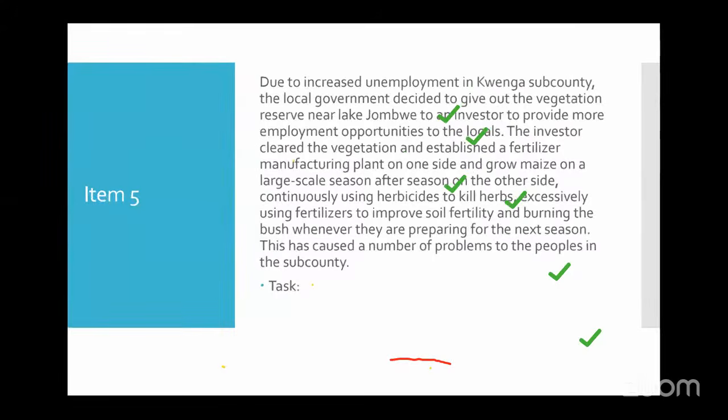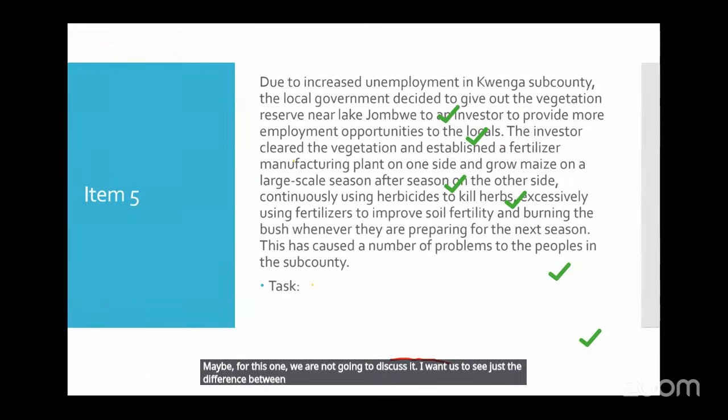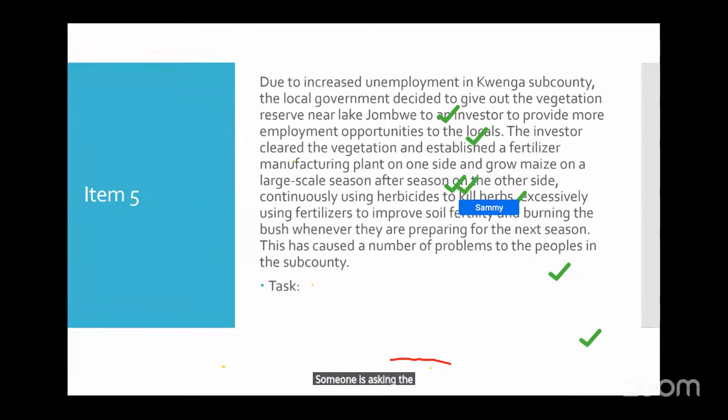Maybe for this one, we are not going to discuss it. I want us to see just the difference between. Someone is asking the above question. I don't know which question. I think it will be sent to the WhatsApp. So can we mention death of species? It's not mentioned in the scenario. Someone is asking for the previous one. Can we talk about dialysis and vitamin D? Not really.